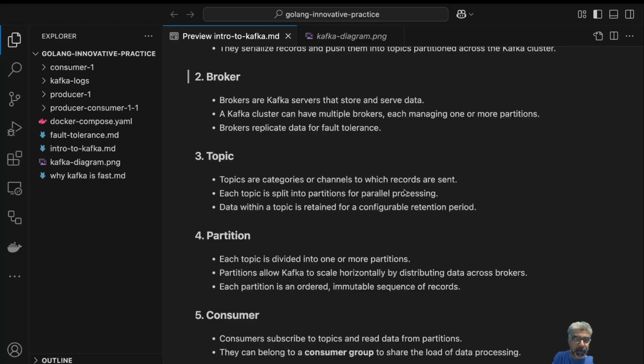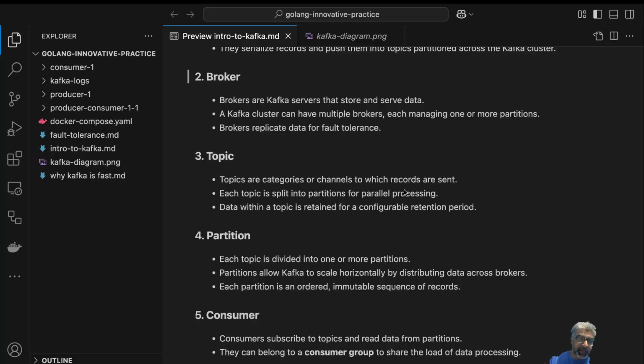Okay. What is the use of partitions? Partitions allow parallel processing. Each topic is split into multiple partitions. So when a message is sent on a topic, it can go to any one of the partitions. It doesn't go to all three partitions, the same message. It can go either to partition 1, partition 2, or partition 3, or whatever the number of partitions it has.